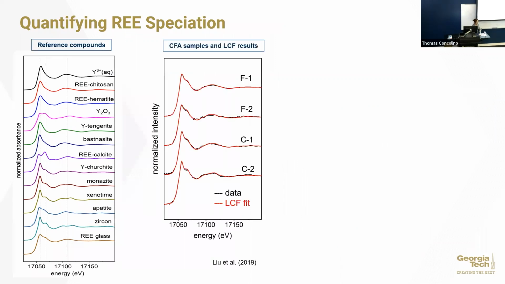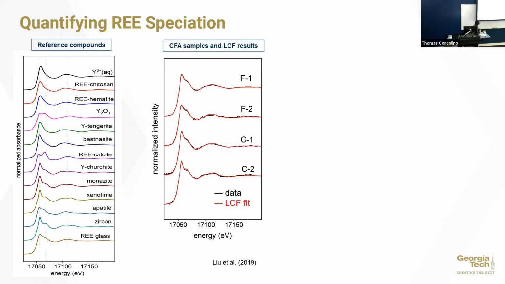And now moving on from the microscopic speciation, we want to look at the bulk, global level to quantify their speciation. We know there are phosphates, carbonates, oxides, or other REE minerals, but how do they occur at a global scale in these samples? So the method we took again is X-ray absorption spectroscopy.